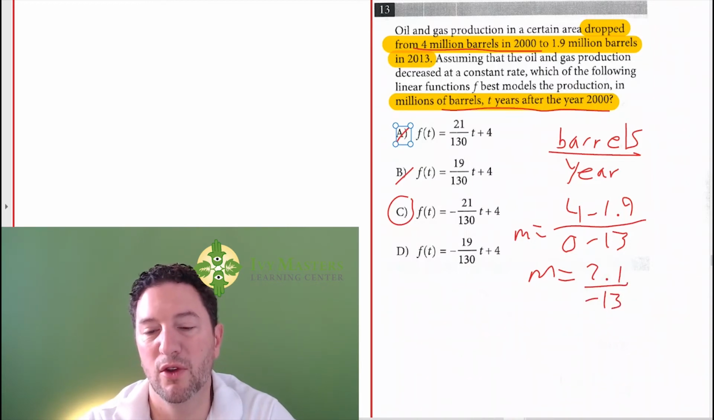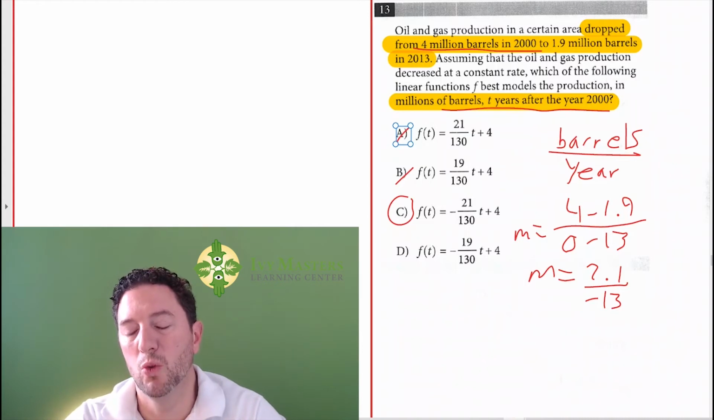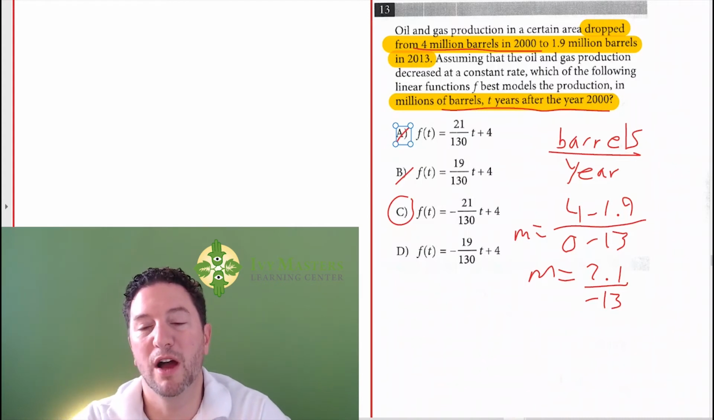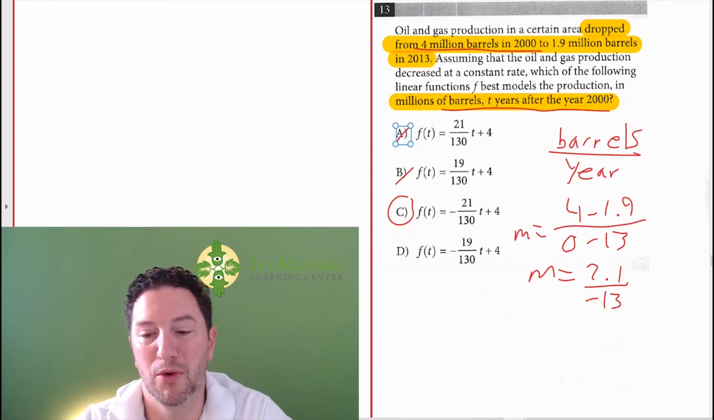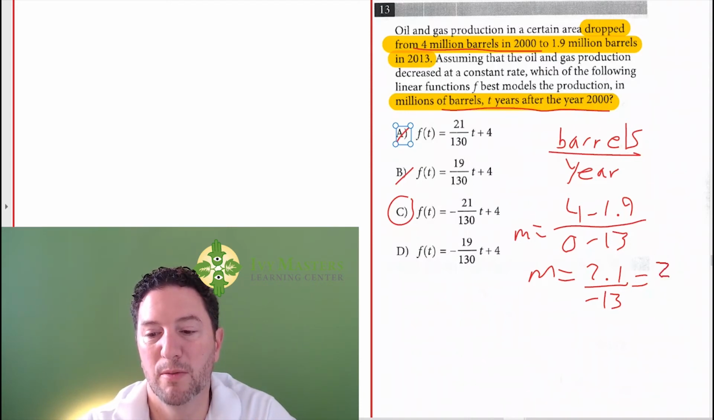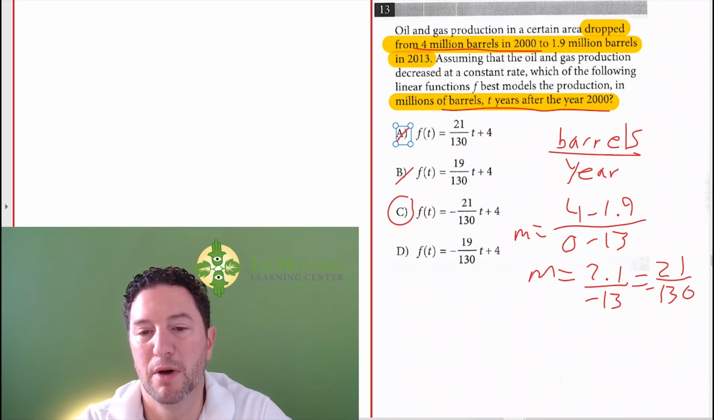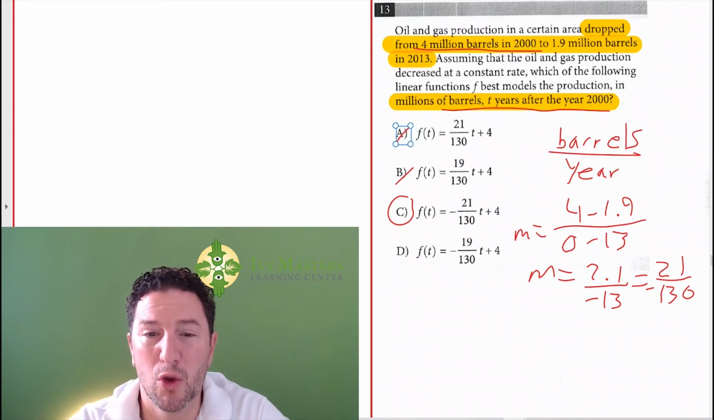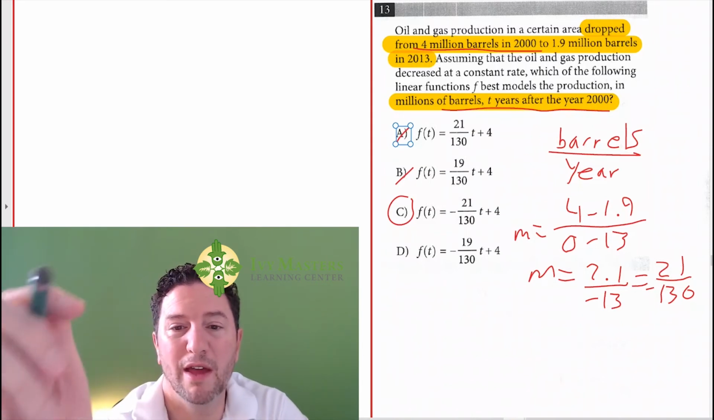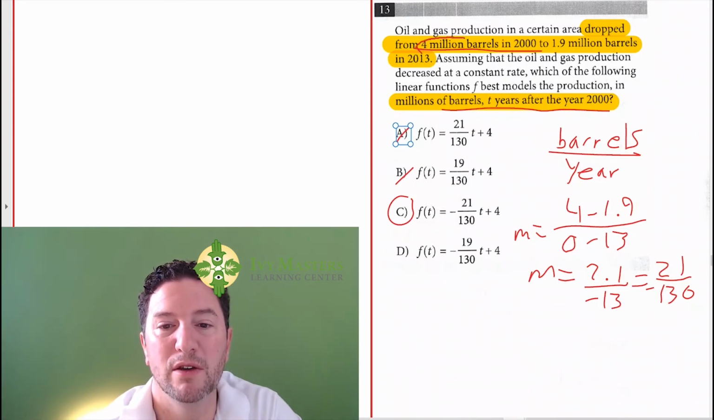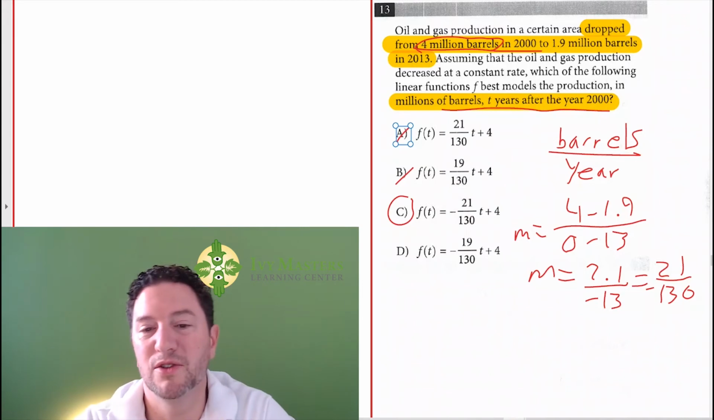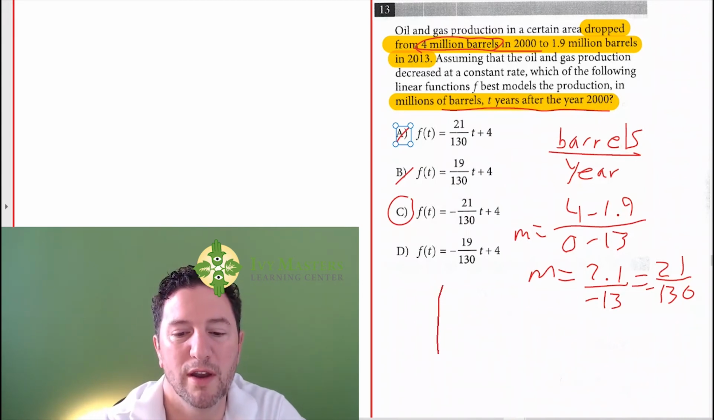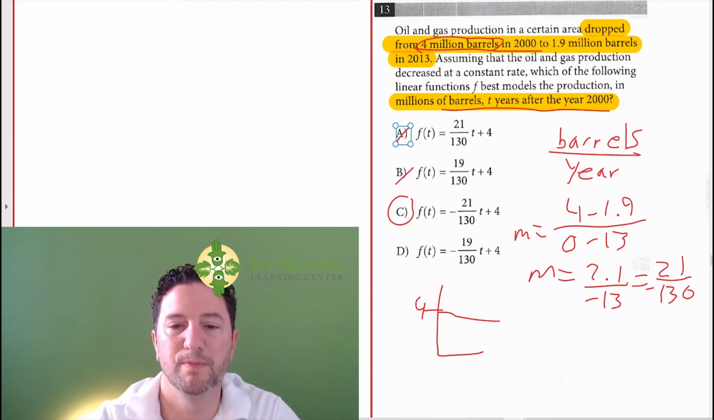There's your negative slope. And if you move the decimal once to the right in the top and the bottom, you've got your 21 over 130. So you remember, you're maintaining the ratio if you multiply the top and bottom by 10. Same thing as moving the decimal once to the right in the top and the bottom. Where do you get your 4 million? Well, that's your initial amount, 4 million barrels. So that is your y-intercept. So if it were on a graph, it would look like this. Here's your 4, and it's going to be a negative slope.